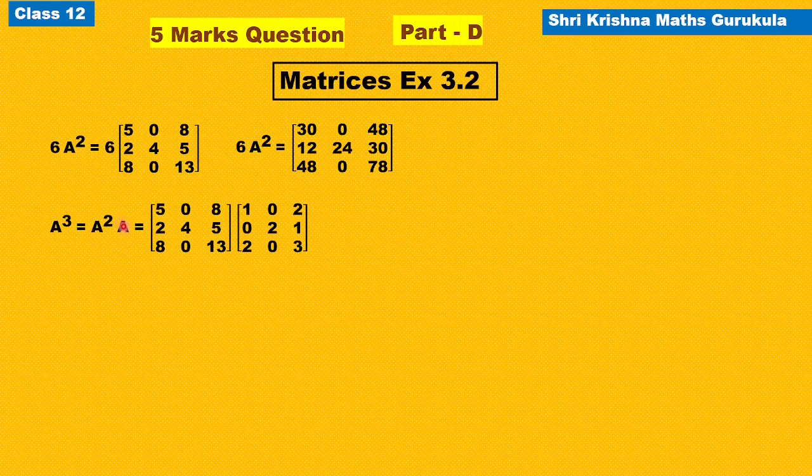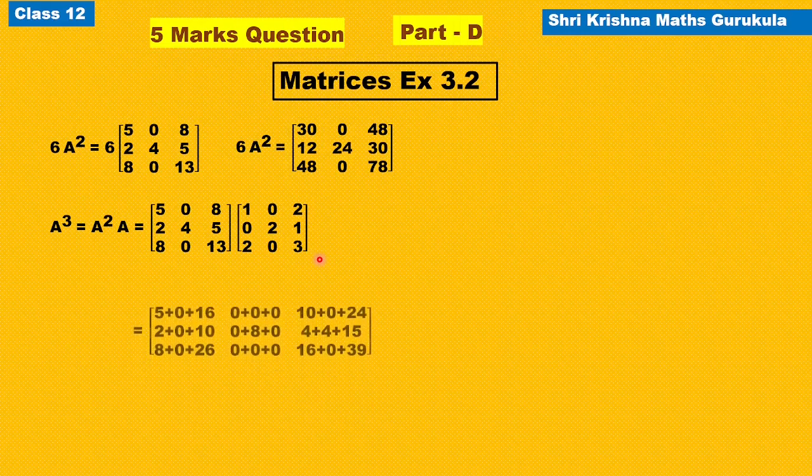Now we have to find a cube. So it is a square into a square. And while finding a cube, be careful to write a square only, not 6a square. If you write 6a square, then the whole thing will be messed up. Careful while writing this. So you are writing this matrix a square and matrix A. So we'll again consider first row and multiply with the corresponding terms of the first, second and third column.